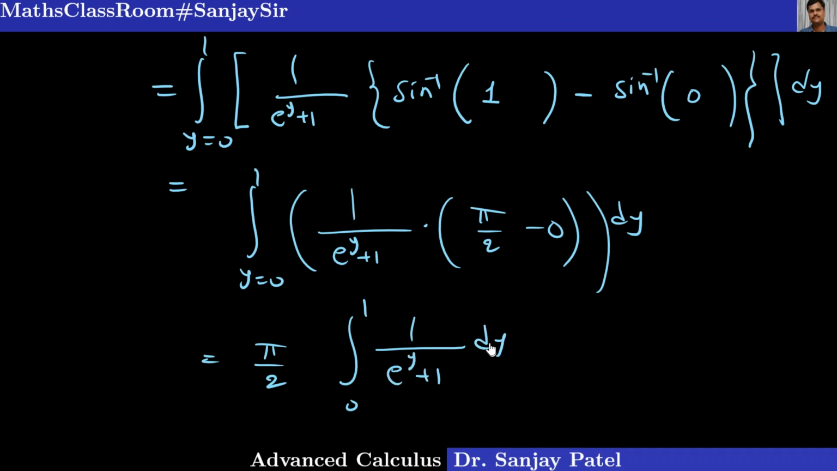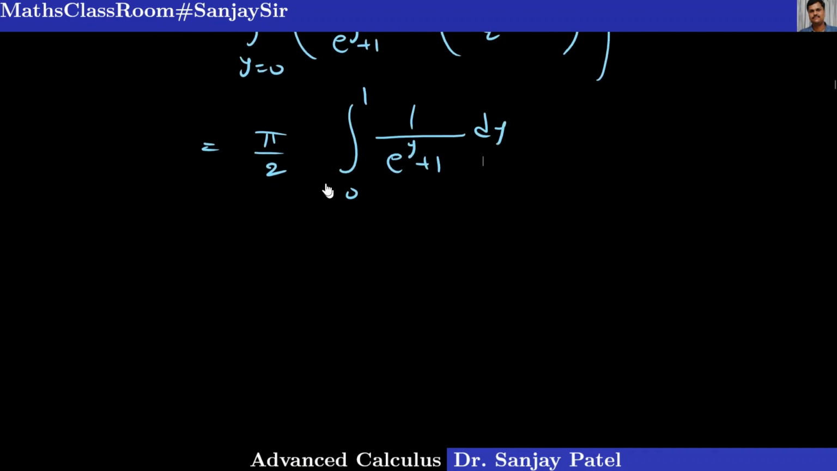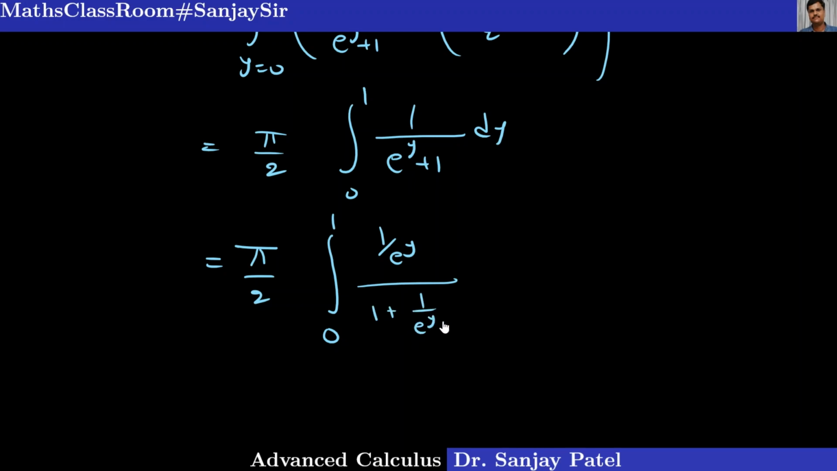This is an integration of a function of a single variable y. Now it remains to integrate only this final step. How will you integrate this? Any idea? Yes, it's very simple. Let us divide the numerator as well as the denominator by e raised to y. If I divide by e raised to y, I will get 1 upon e raised to y in the numerator. Dividing every term in the denominator by e raised to y, I will get 1 plus 1 upon e raised to y. Dividing this by e raised to y, it is 1. Dividing this by e raised to y, we get this, into dy.